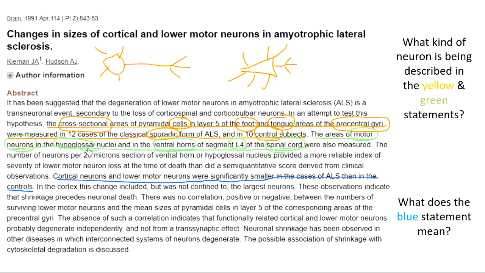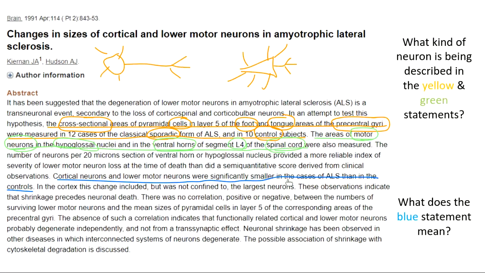Same deal here with the hypoglossal nuclei. This is the place where the hypoglossal nerve attaches. So the neurons that live inside of it are the lower motor neurons that are leaving the brainstem to go out to the tongue to help the tongue do its job. So my yellow underlined statement talked about those upper motor neurons that I find in the brain. My green underlined statement talked about the lower motor neurons that I find going out, specifically taking care of the foot and the tongue. That brings us to our blue statement right here.